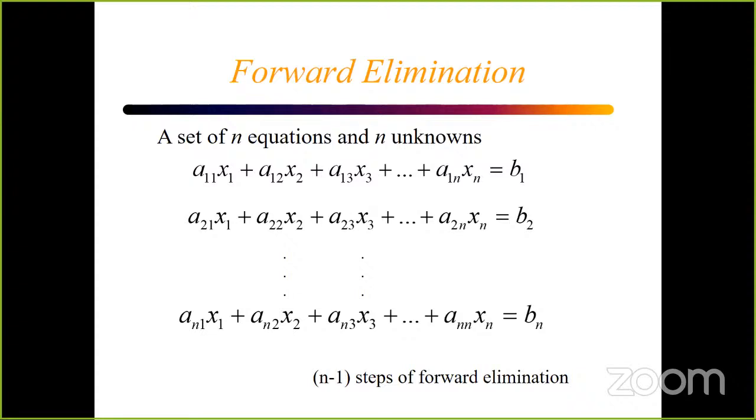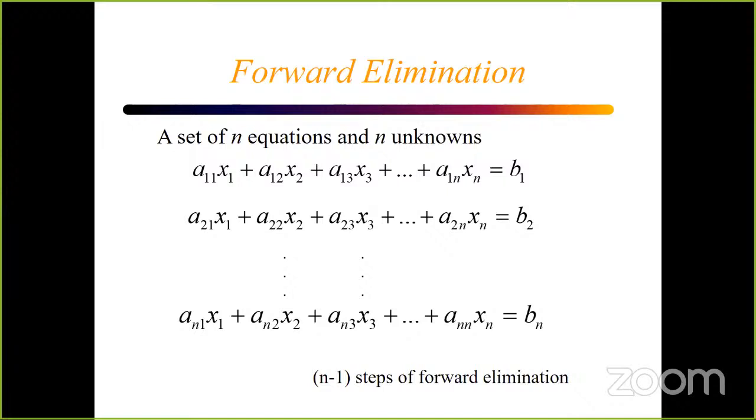A set of n equations, or maybe three equations, are required to solve three unknown quantities. The unknown quantities are x1, x2, x3, up to xn. The coefficients a11, a12, a13 in the first row are the coefficients of x1, x2, x3 respectively, in the first row.